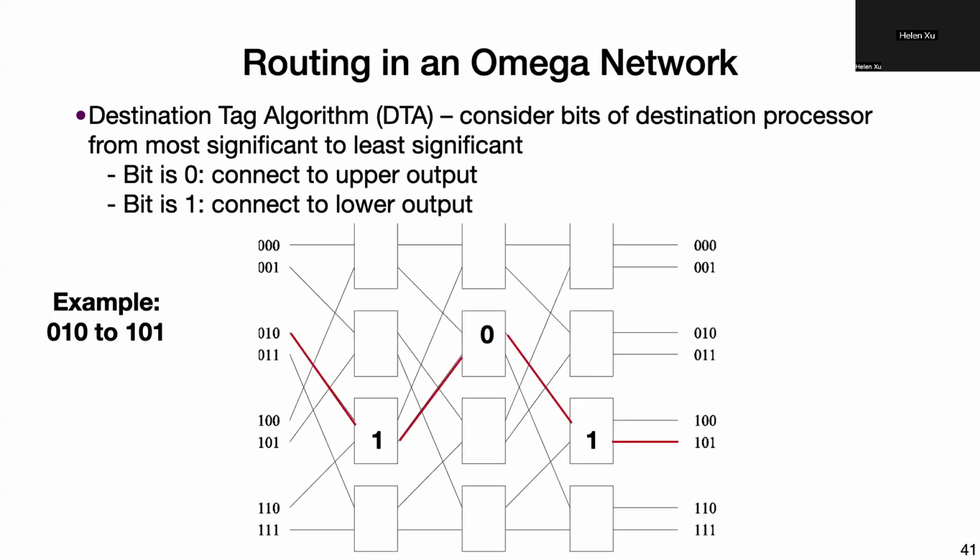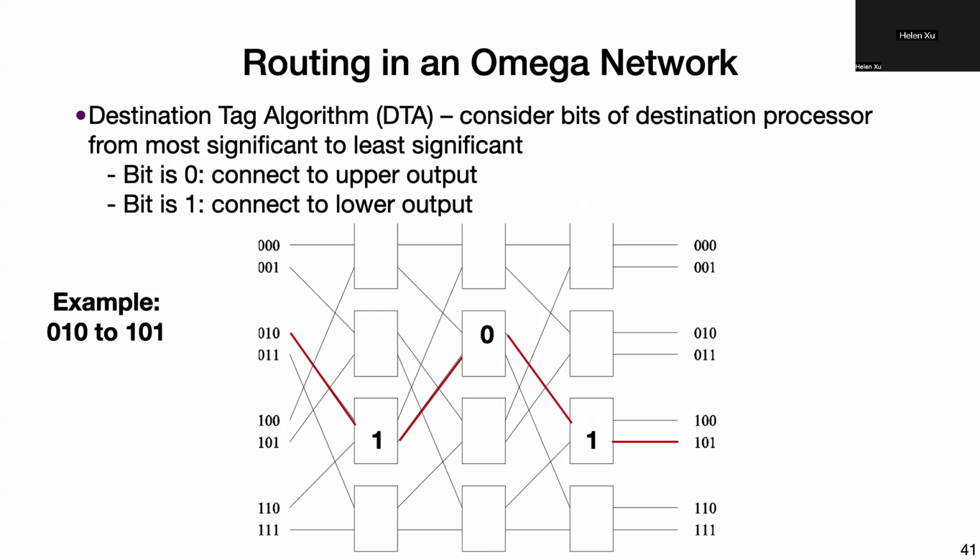Okay, so maybe this is what you're talking about. You can tell me at the end if I didn't answer your question. The way that you route things through this is through what is called the destination tag algorithm, or DTA. The way it works is kind of cool: you only need to consider the bits of the destination processor. The algorithm is very simple. Every switching element has a top and a bottom part. If the bit at the current stage is 0, then you route to the upper output. If the bit at the current stage is 1, then you route through the lower output.